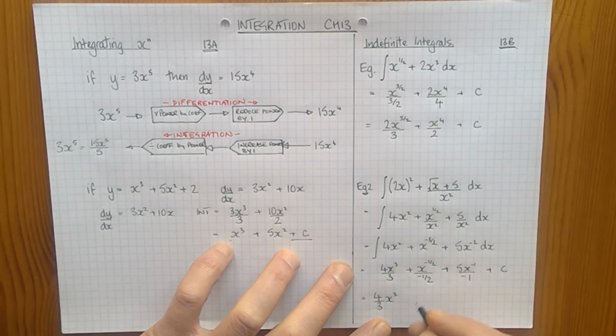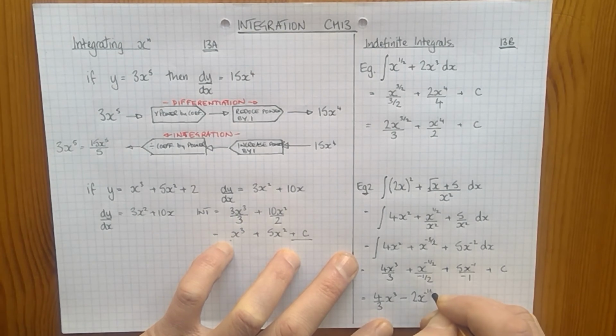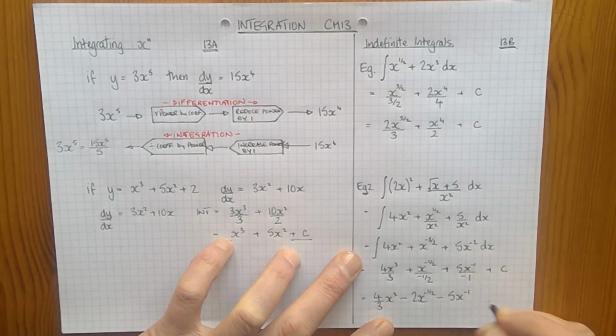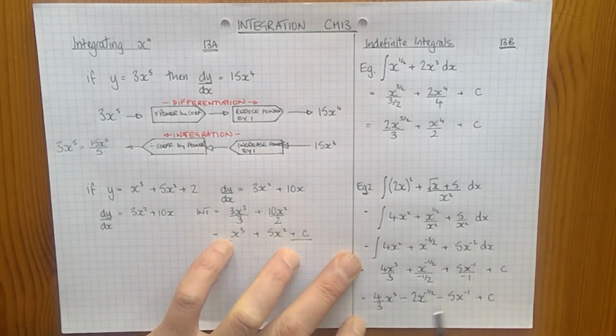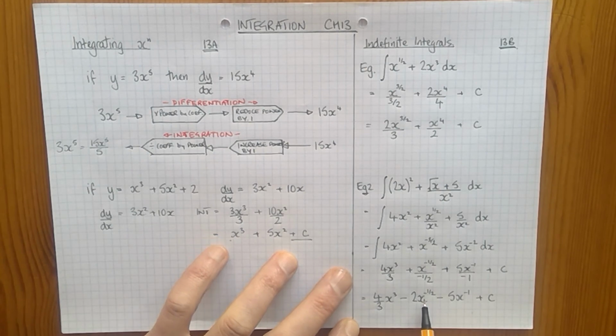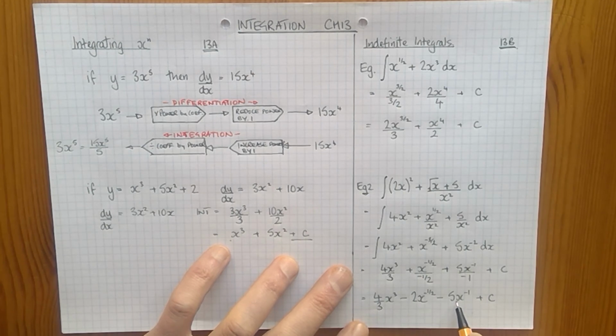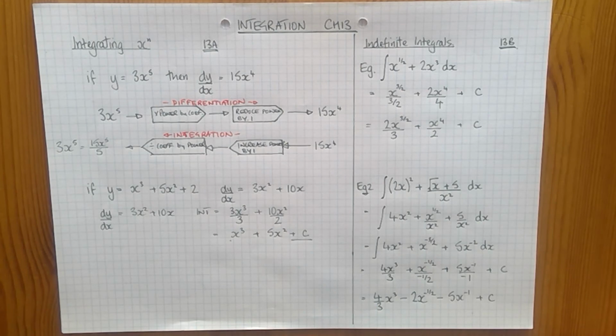Okay, divided by 1/2 is the same as times by 2, and you've got a minus here, so it's minus 2x to the minus 1/2, and we've got a minus there, minus 5x to the minus 1 plus c. You may well see this written as 2 over root x, so get used to that, and this could be written as 5 over x, of course, assuming you know your negative powers.